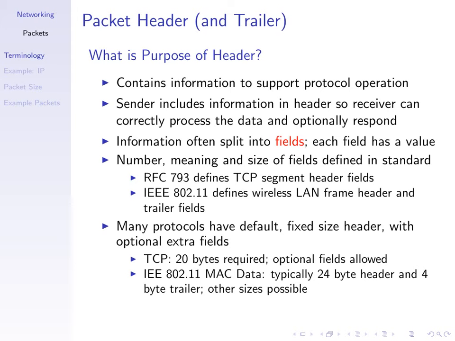For example, IEEE 802.11 wireless LANs. In the MAC data frame, there's typically a 24-byte header and a 4-byte trailer, but in fact there may be other sizes possible depending upon how the wireless LAN is used.